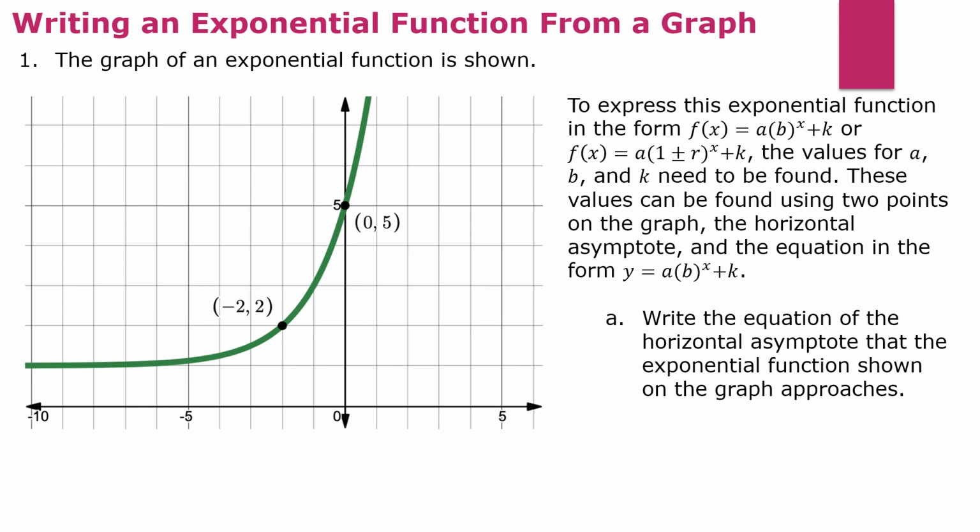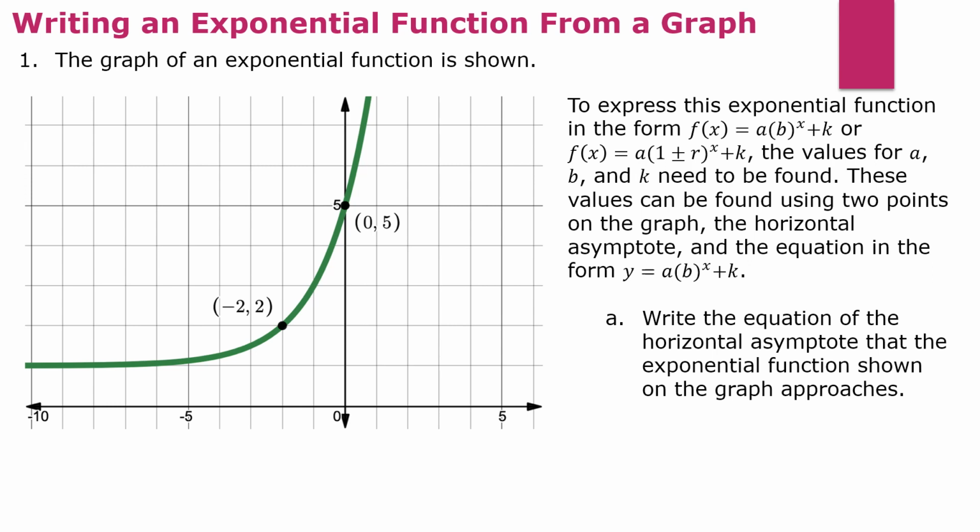So our first problem is we're looking at a graph of an exponential function. They already give us the graph. Over here on the right side, they're telling us the different forms of our exponential functions, but we've seen these before. So this first form right here, a b to the x plus k. B is your base, a is the number in the front, and then we're adding some k value on the end. Our other form in the parentheses, we have 1 plus or minus r instead of just b. We've also seen this before, r is kind of like our rate. So a, b, and k, we're going to talk about how we can find all of these different values.